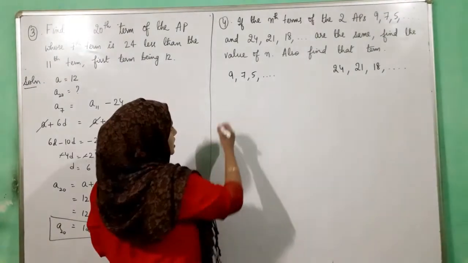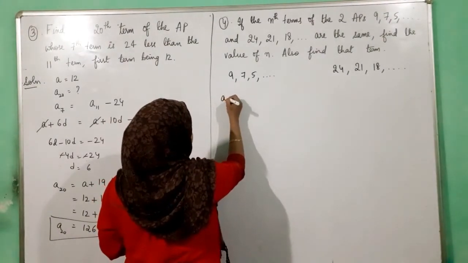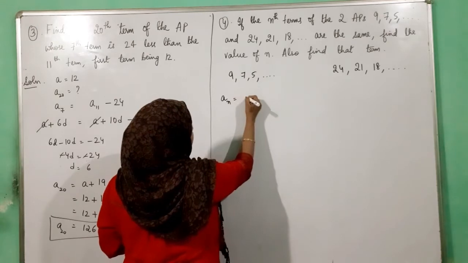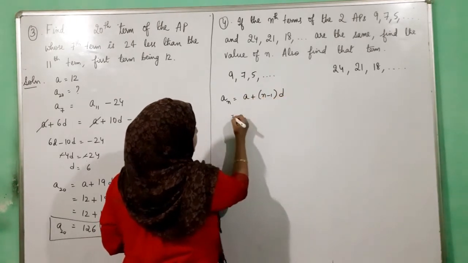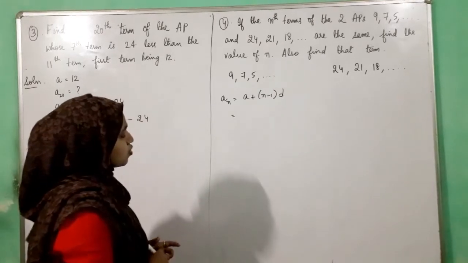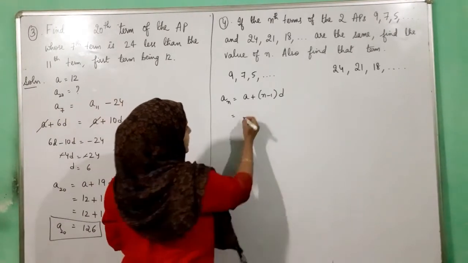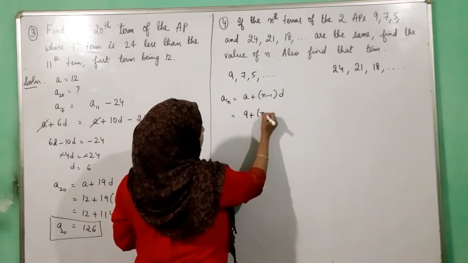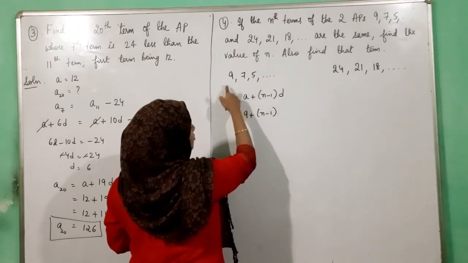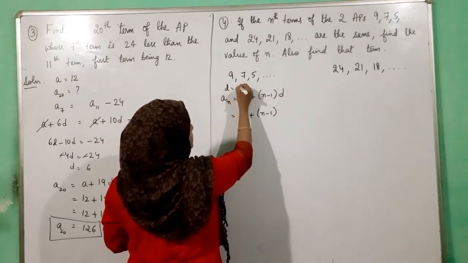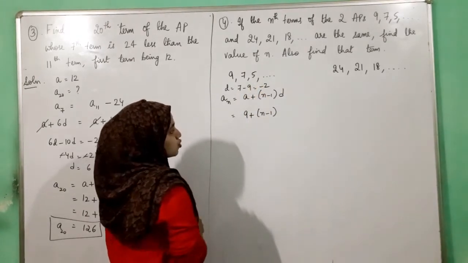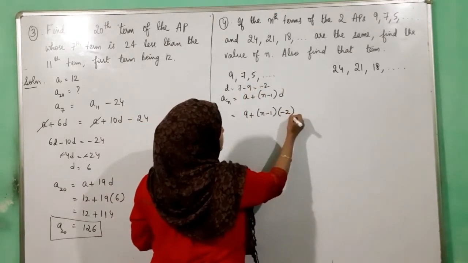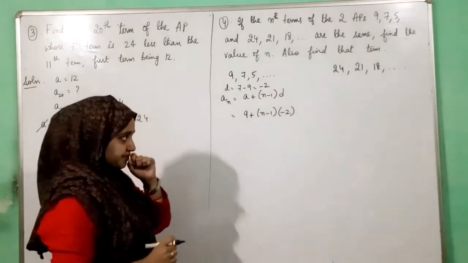Okay. So first I will find out an of this AP. Okay. An is how much? A plus n minus 1 into d. So what is A here? A is 9 plus n minus 1 into d. d of this AP is how much? 7 minus 9. So that becomes minus 2. Okay, so I will write minus 2 here.